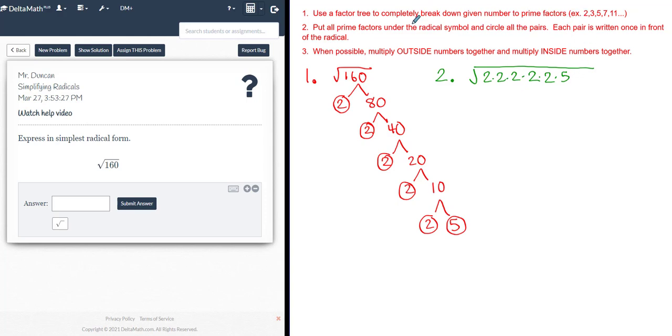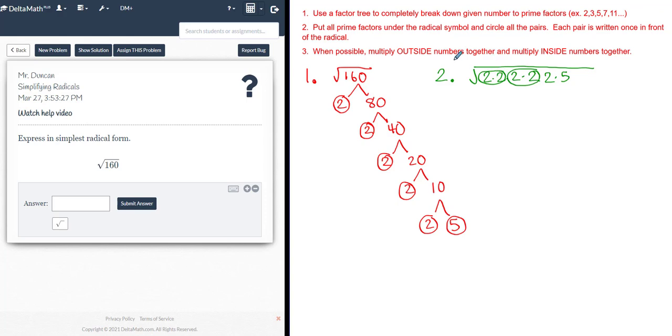And it says circle all the pairs. So I have a pair of 2s here. I have another pair of 2s here. I can't circle the 2 or the 5 because obviously those are not the same. So those will stay underneath. And then it says each pair is written once in front of the radical.